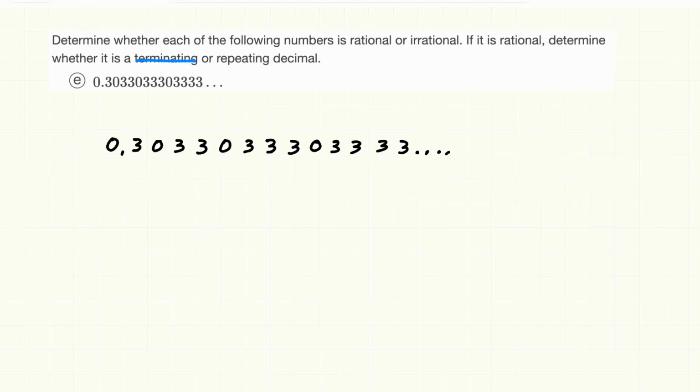For example, we have a 3, a 0, and then 2 3s, a 0, and then 3 3s, a 0, and then 4 3s. So at no point is there a sequence of digits repeating, and if it's not a terminating or repeating decimal, it has to be irrational.